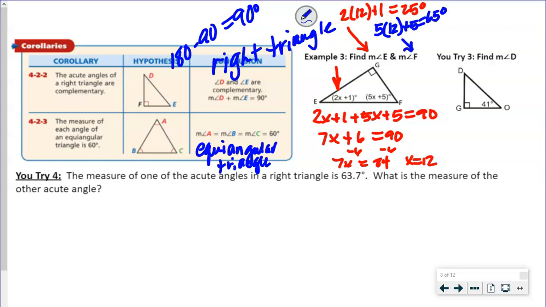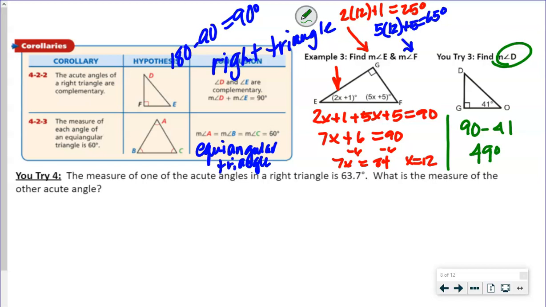So now, for the U-try, this time again, we have that it's a right angle. It's a right triangle, right? So this time we're going to just subtract that 41. So we're just looking for the measure of angle D, right? So we're going to go 90 minus 41. That's 49 degrees, okay? So that's 49 degrees for our angle D, okay?